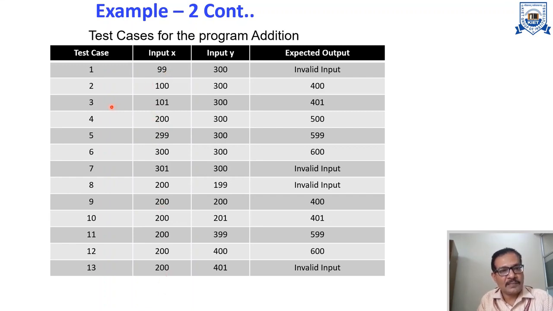And if you look at here, the total number of test cases that you are going to generate is 13, right? So again, the formula is 6n plus 1. So n here is 2, 2 is the number of inputs. So 6 into 2 plus 1, so 12 plus 1, that is 13 test cases are going to be generated.